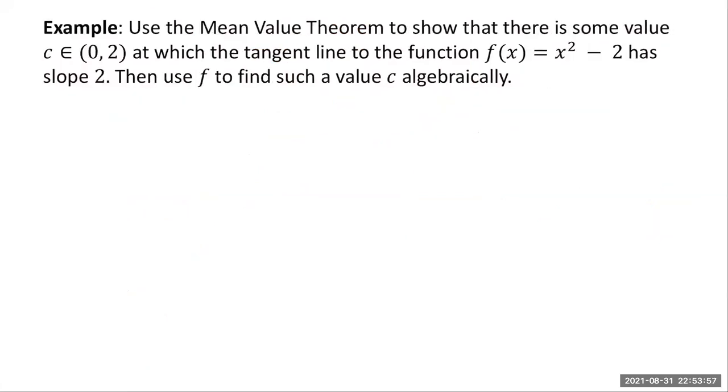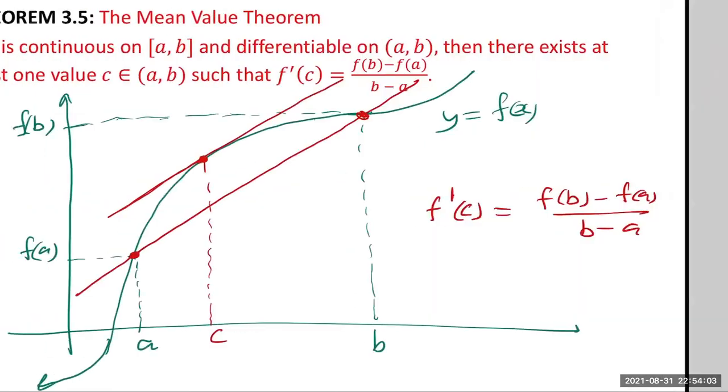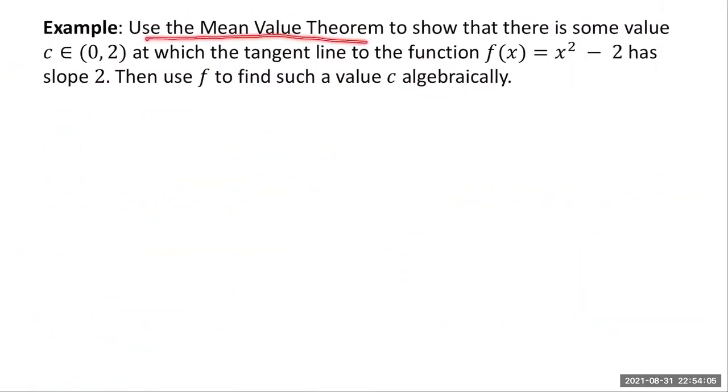Next I want to work on an example, the last example that I want to work on. Use the mean value theorem to show that there is some value c between 0 and 2 at which the tangent line to f of x equals x squared minus 2 has slope 2. Then use f to find such a value c algebraically. This is a very straightforward application of the mean value theorem. Let's apply it.